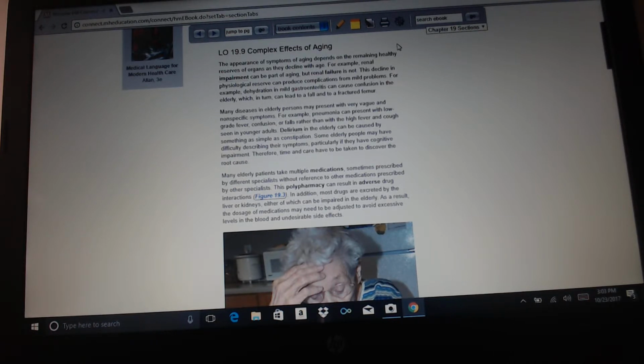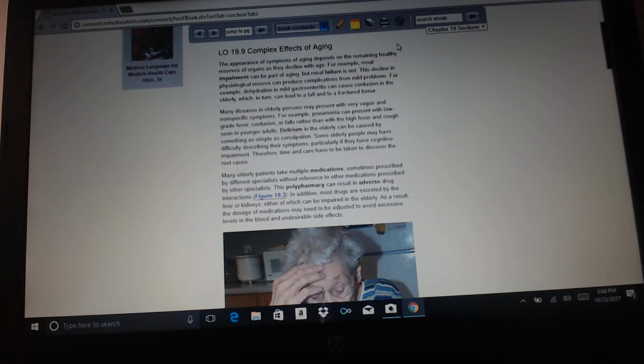Many diseases in elderly persons may present with very vague and nonspecific symptoms. For example, pneumonia can present with low-grade fever, confusion, or falls rather than the high fever and cough seen in younger adults. Delirium in the elderly may be caused by something as simple as constipation. Some elderly people may have difficulty describing their symptoms, particularly if they have cognitive impairment. Therefore, time and care have to be taken to discover the root cause.